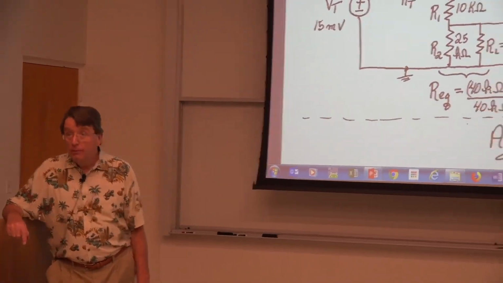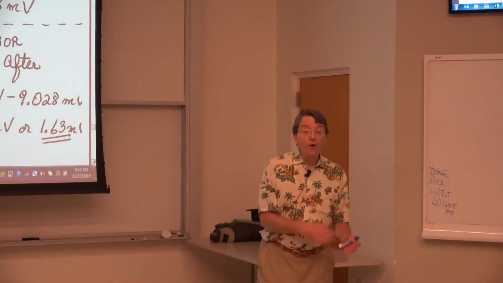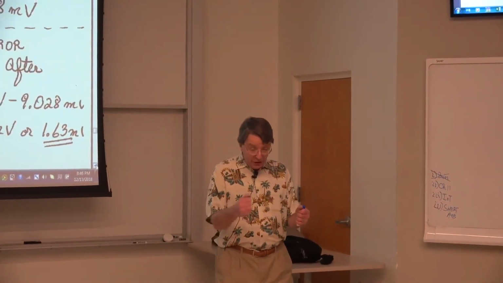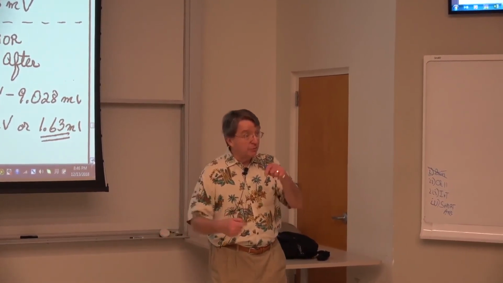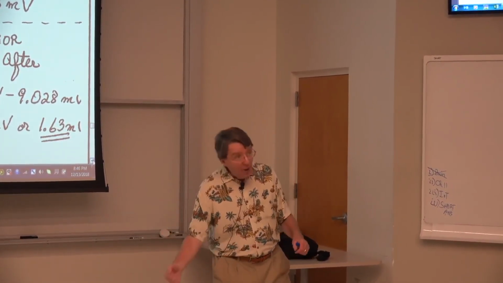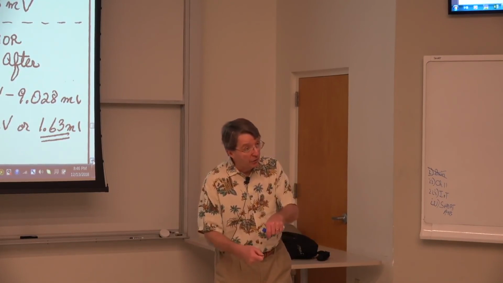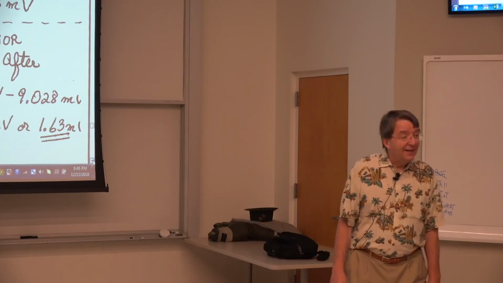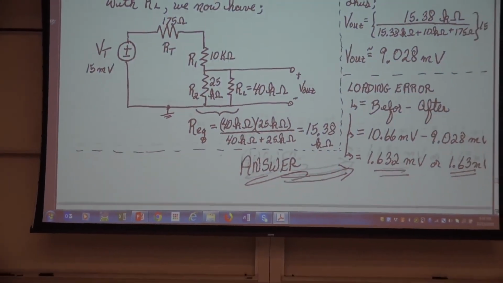How am I doing? Perfect, Alexander. So before and after means we're going to connect this load resistor to see what happens. So before you connect that load resistor, measure the voltage or determine the voltage. Now add the load resistor. This is now the after. Calculate the new voltage. You'll see that it always goes down. Did I do okay? So that is the loading error.